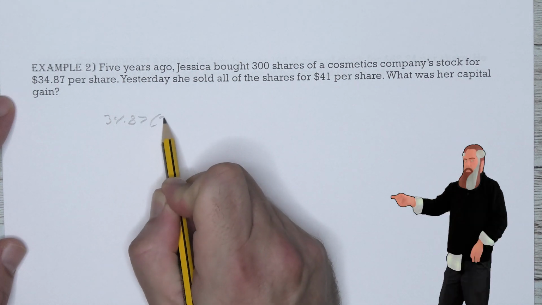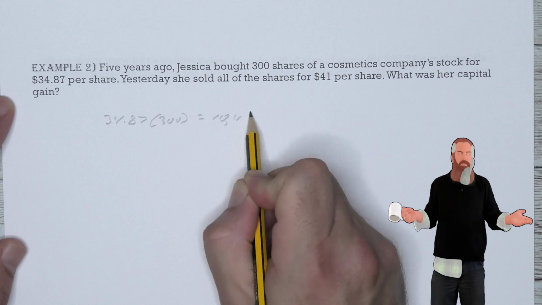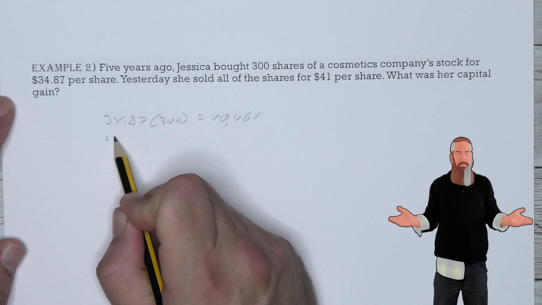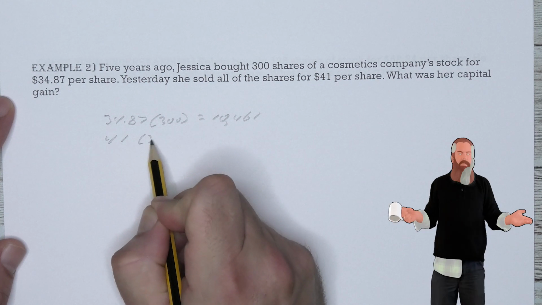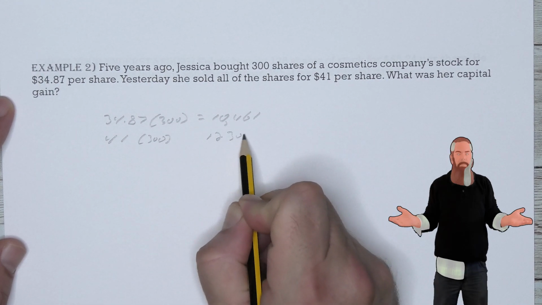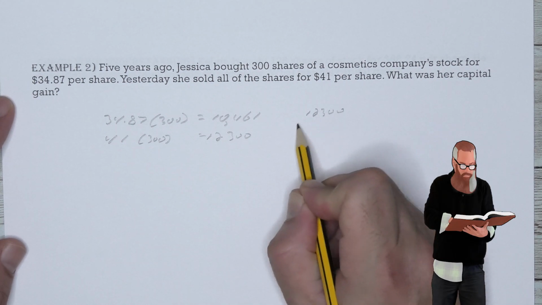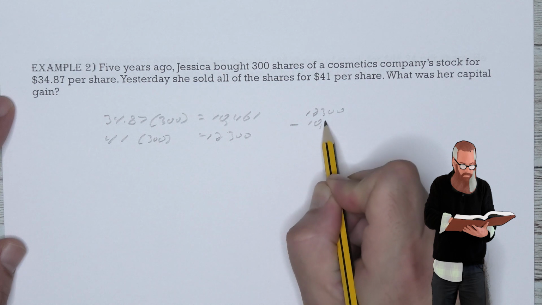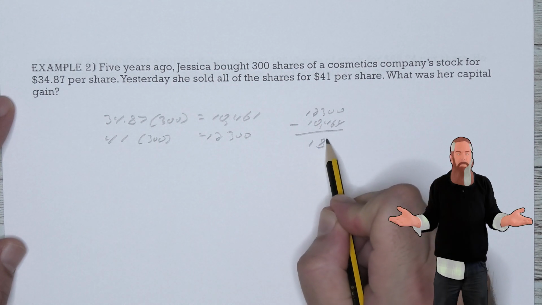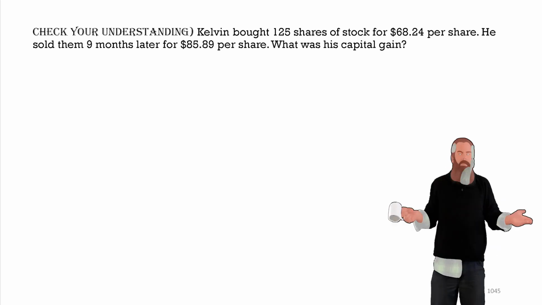This means $34.87 times the 300 shares purchased is going to give us $10,461. We also know that she sold them at $41 apiece, all 300 of them, for $12,300. By subtracting 12,300 minus 10,461, we get $1,839 of capital gain.